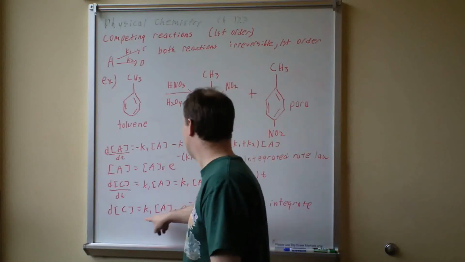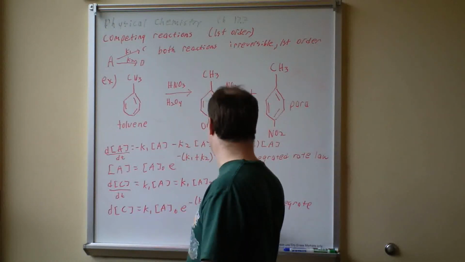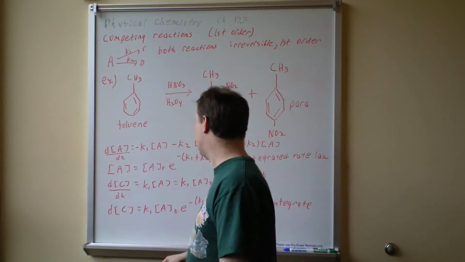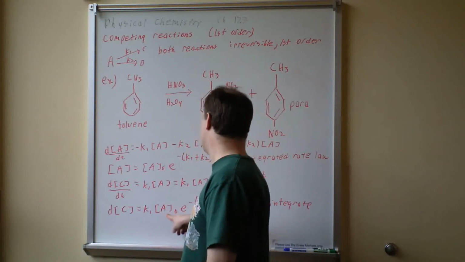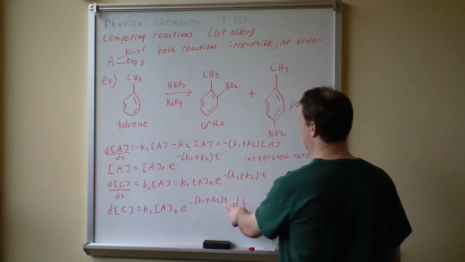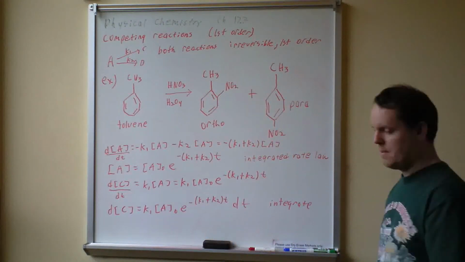Okay, so then moving dt over here so we can integrate, we get the differential of concentration of C is equal to K1 times A naught times e to the minus (K1 plus K2) times t, with respect to t.